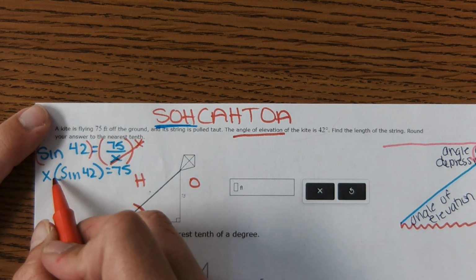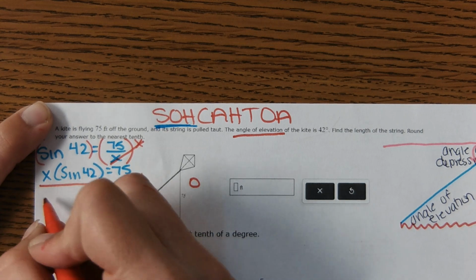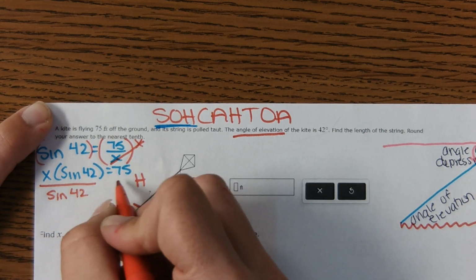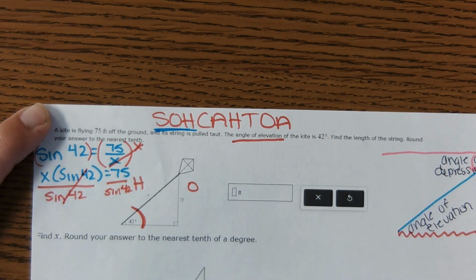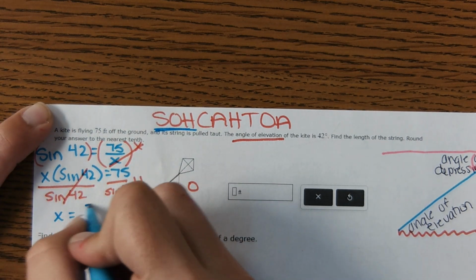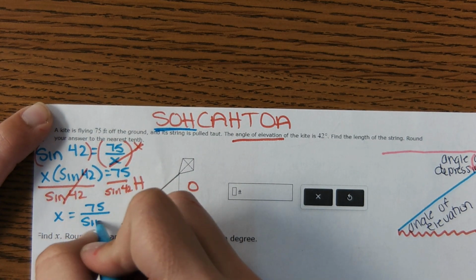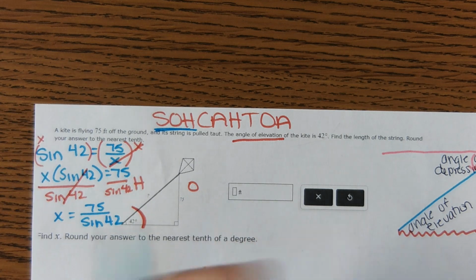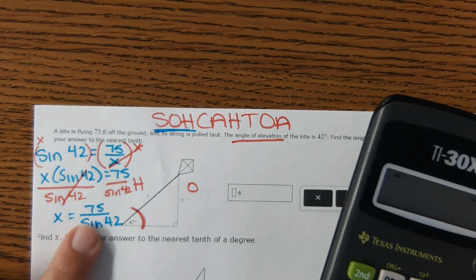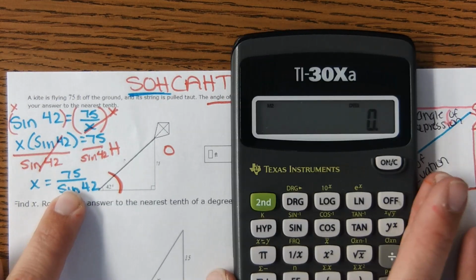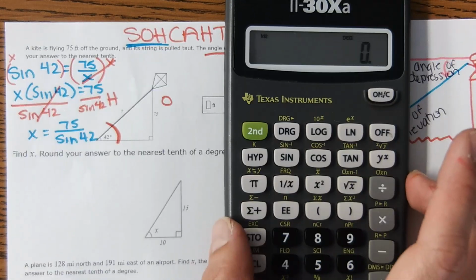And then from here, I need to get x by itself, so I'm dividing by sine of 42. And I get x equals 75 over sine of 42. Once I have it set up like this, it's just a matter of plugging it in the calculator.